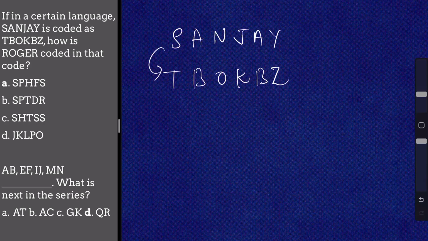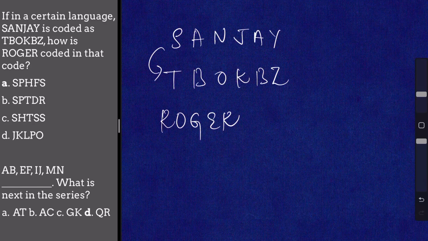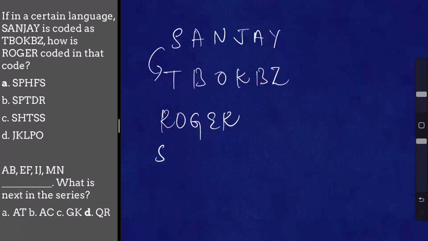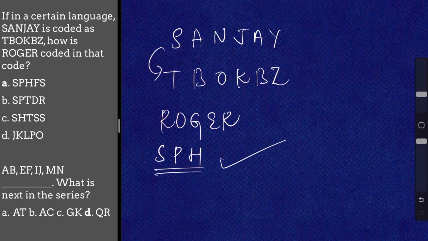So now what is it that we need to code? We need to code ROGER. R becomes S, O becomes P, G becomes H. So we don't even have to look at other options. We have to only look at the first option, and we can easily click on that answer itself, because the first three letters SPH are not there in any of the other options. So therefore immediately you zero in on option A.